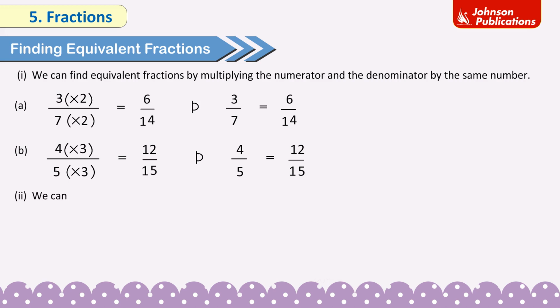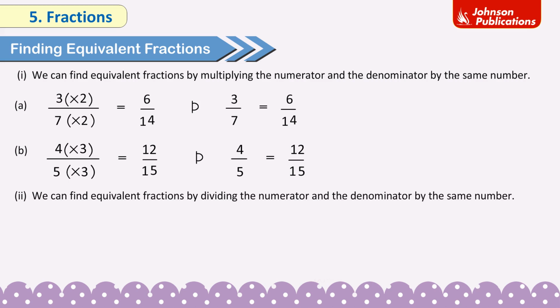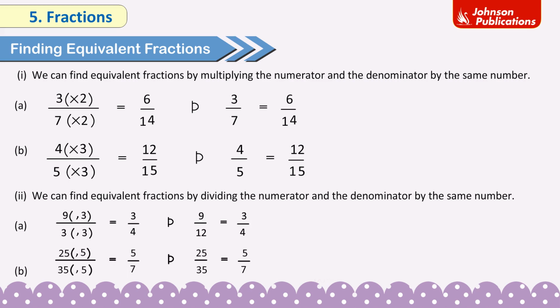2. We can find equivalent fractions by dividing the numerator and the denominator by the same number. A. 9 divided by 3 by 12 divided by 3, which is equal to 3 by 4. So 9 by 12 is equal to 3 by 4. B. 25 divided by 5 by 35 divided by 5, which is equal to 5 by 7. So 25 by 35 is equal to 5 by 7.